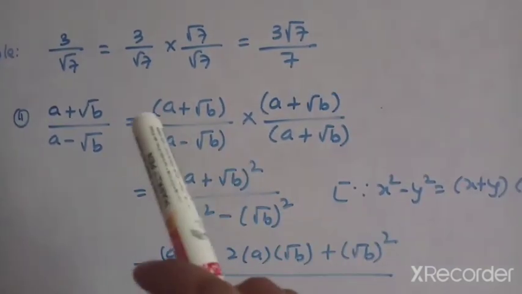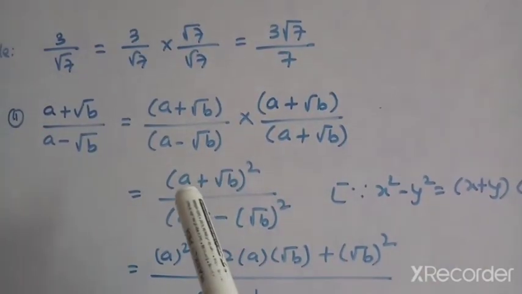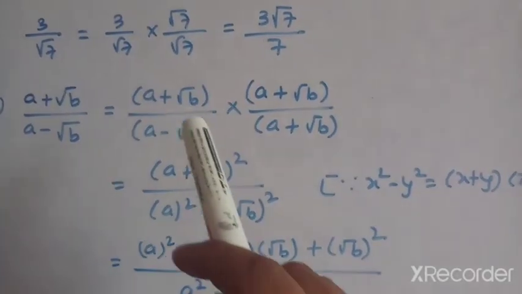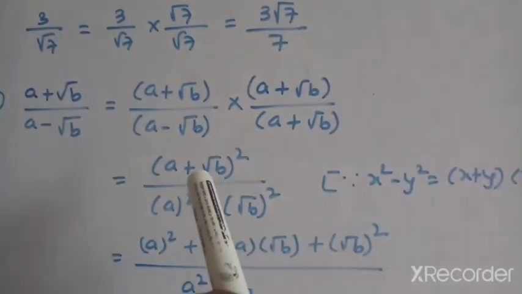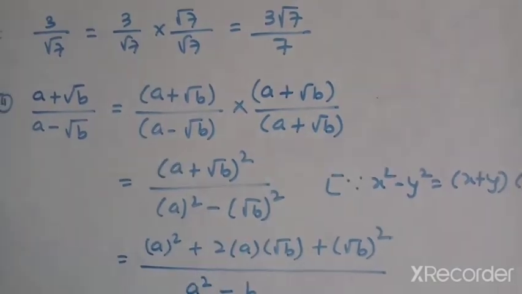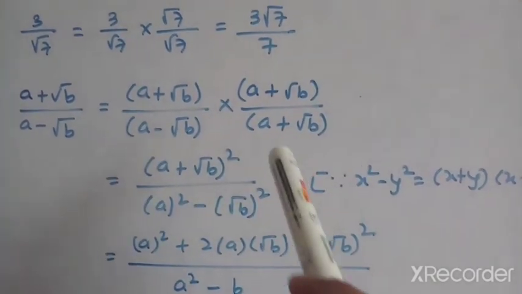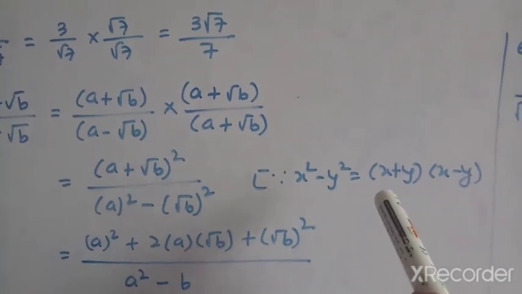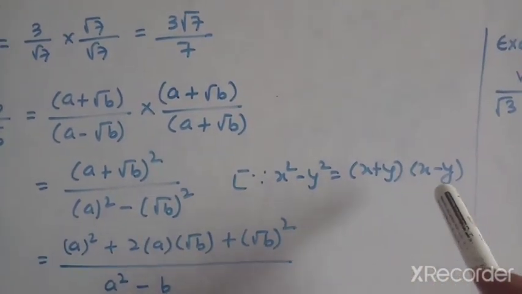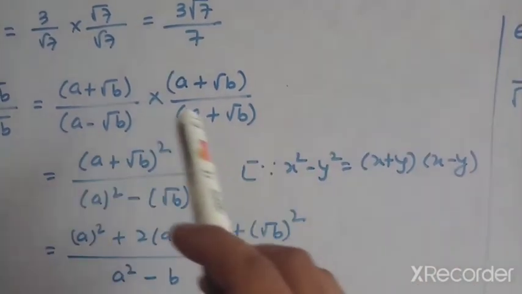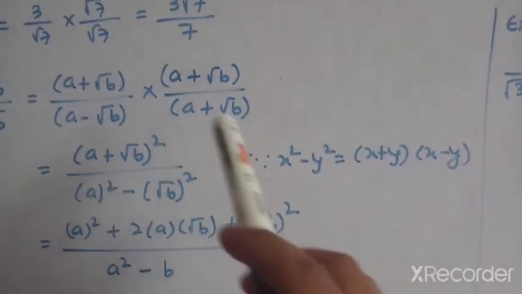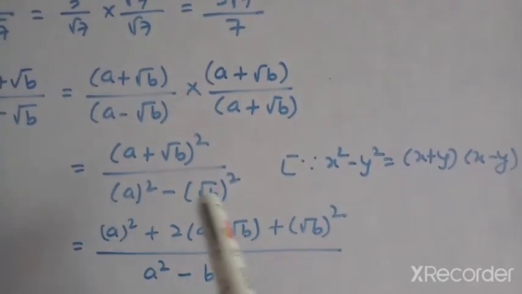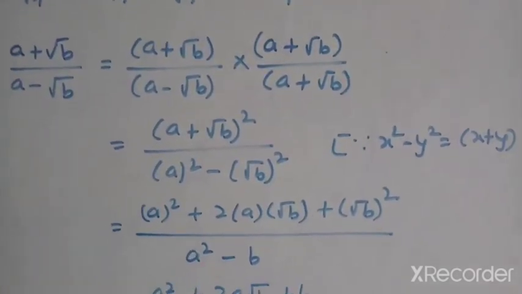Now these two are the same, so we can write this as a plus root b whole square. Now the denominator is coming in the form x square minus y square, which is x plus y into x minus y. So we can replace this particular part by x square minus y square. So this will be a square minus root b square.